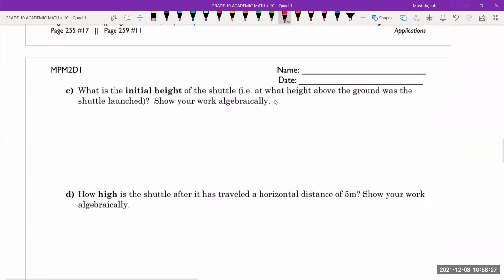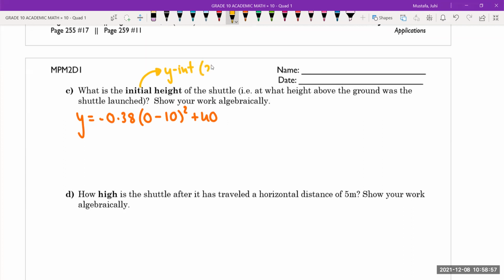So I'm going to start off with the equation, which is going to be y is equal to negative 0.38, and over here I'm going to put (0 minus 10) squared plus 40. Okay, and if you want to make a note to yourself, when you're finding the initial height, this is your y-intercept. So you're letting x equal 0. And you can only do this algebraically. You can't read it off the graph.